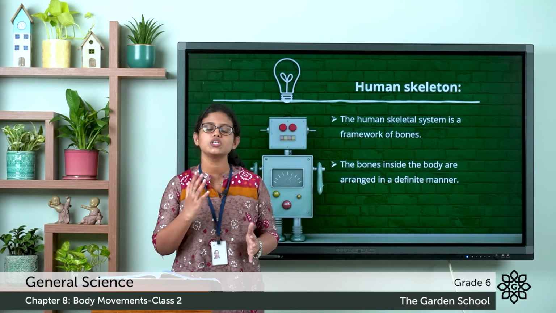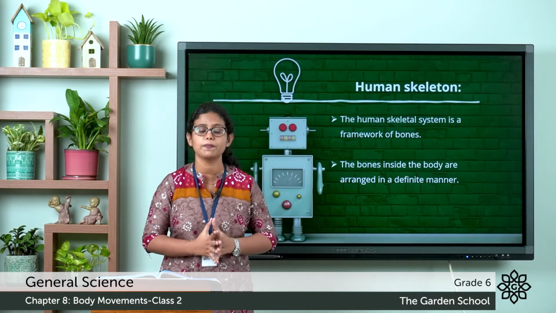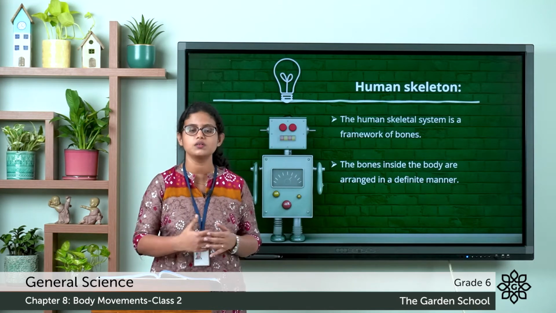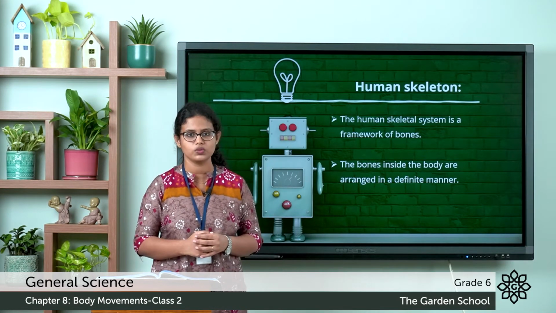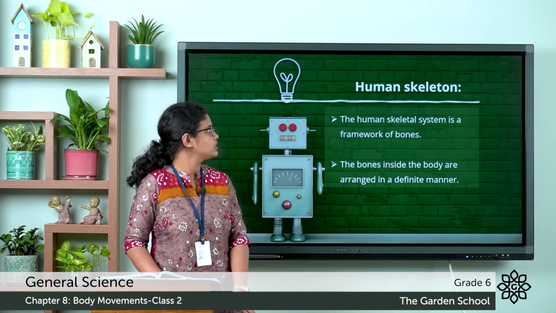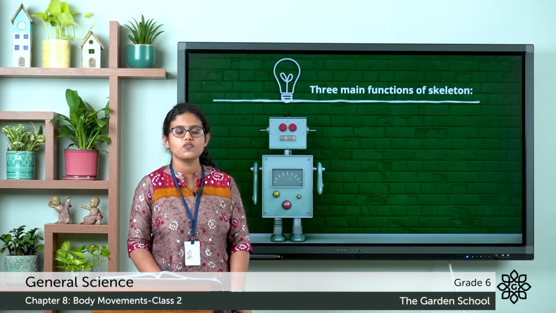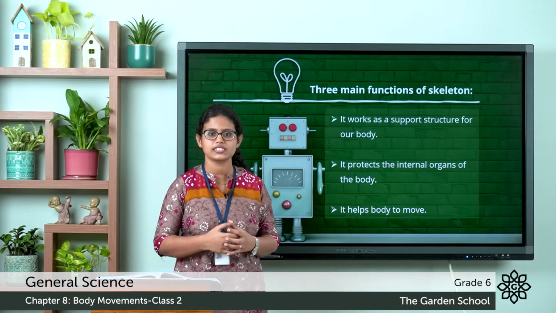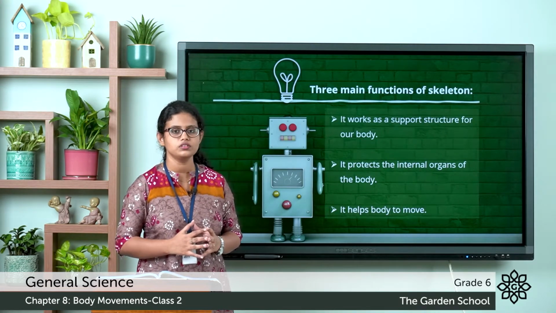So that is about human skeleton. It is made up of 206 bones. The human skeleton system is a framework of bones. Now let's discuss about the functions of skeleton. The three main functions of skeleton. Let's see the first function.